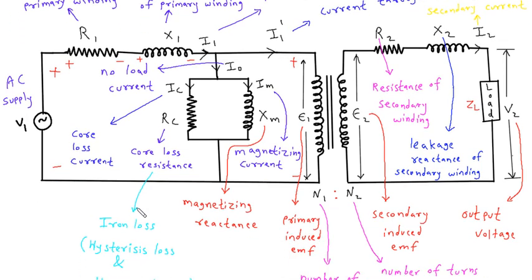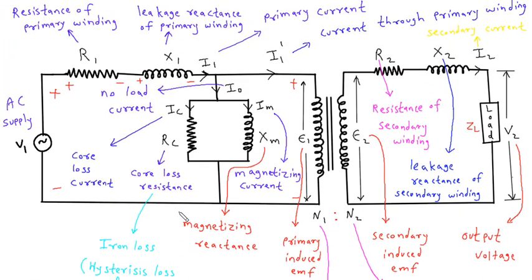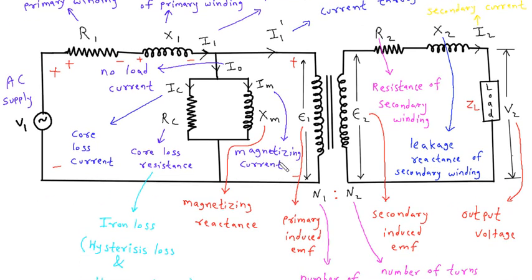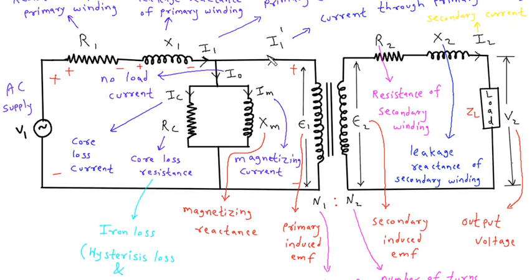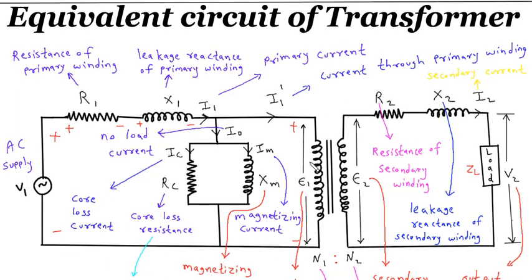Core loss is also called iron loss, which is hysteresis loss and eddy current loss. Im is the magnetizing current. Xm is the magnetizing reactance. I1 dash is the current through the primary winding.